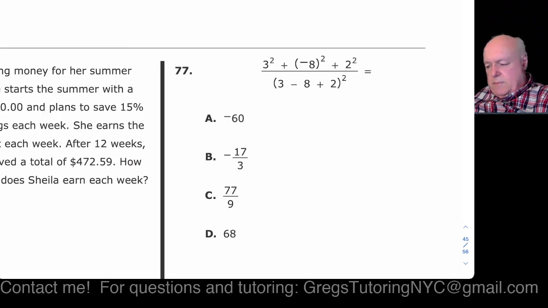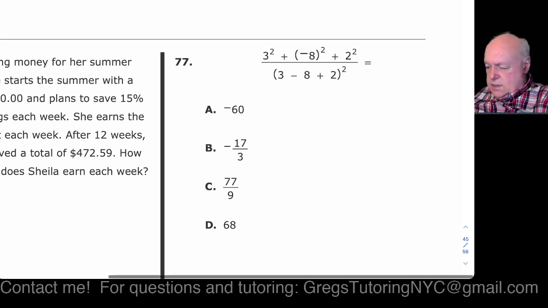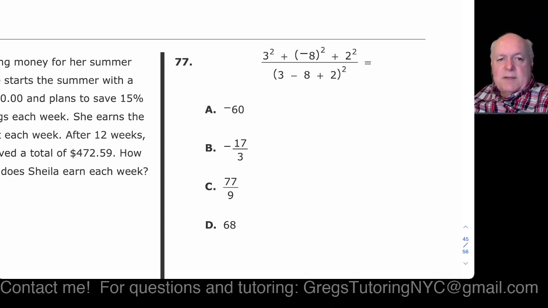PEMDAS and the order of operations tell us to do the exponent first. So -8 times -8 is going to give us 64. This is going to give us 4. There are no negatives so far, and we threw it away with the -8 times -8, and this is 9. So our numerator is going to be 9 plus 64 plus 4, which is equal to 77. Again, you should double check that, make sure it's right. That's a plus sign there.